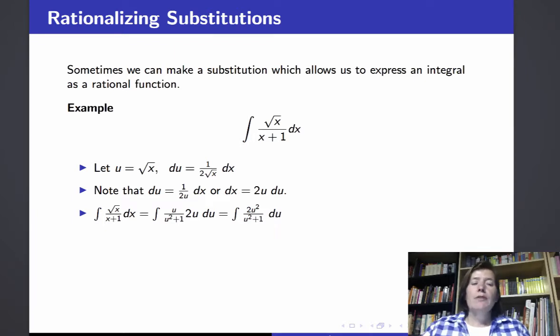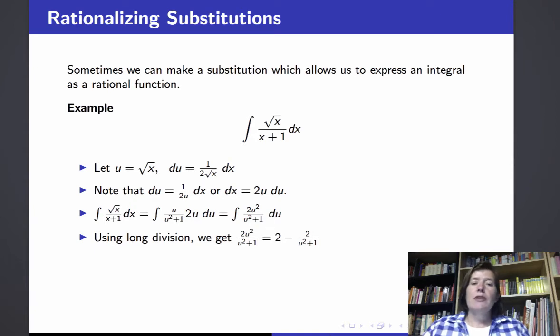We have the square root of x can be replaced by u, x itself can be replaced by u squared, and dx can be replaced by 2u du. So our integral becomes the integral of 2u squared over u squared plus 1 du. Now this is a rational function.